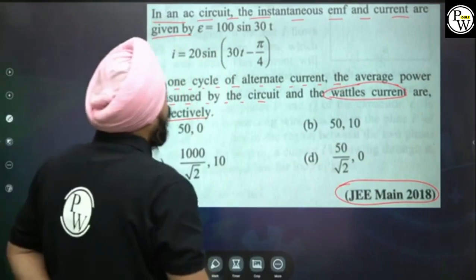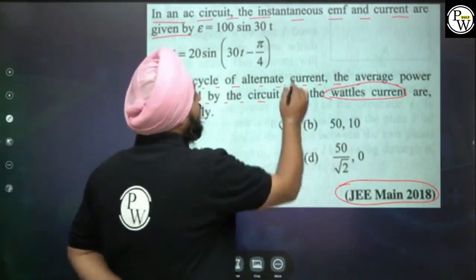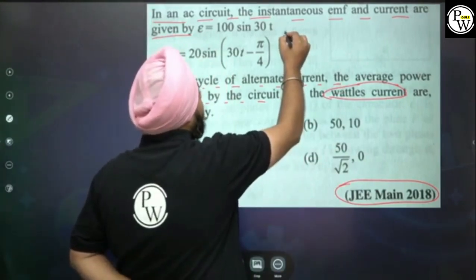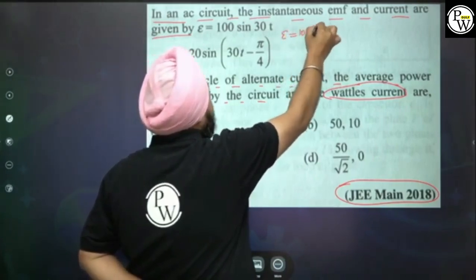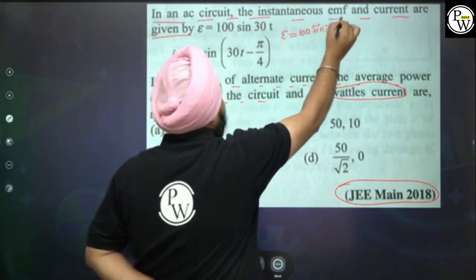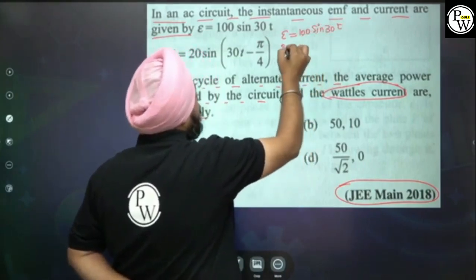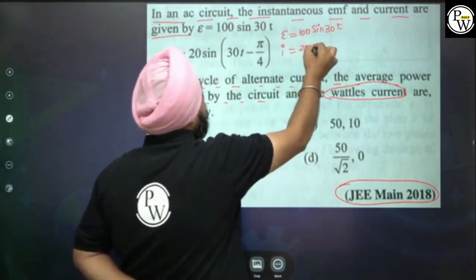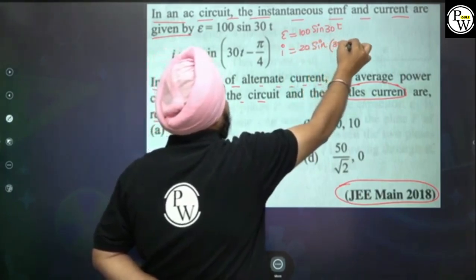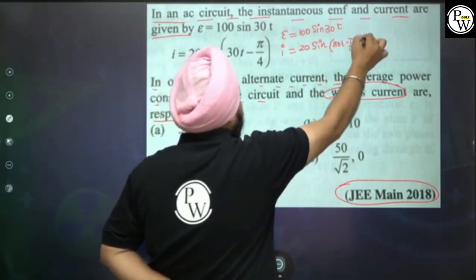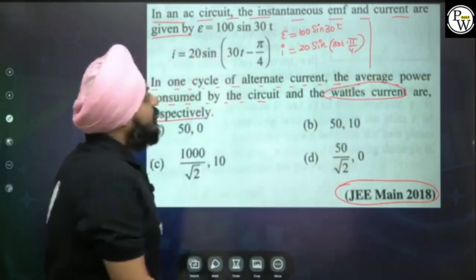So what is the data given? First of all, just check it out. The equation of the EMF is 100 sin(30t), and the equation of the current is 20 sin(30t minus pi by 4). That is the data given.